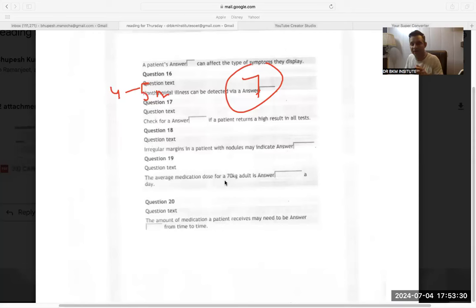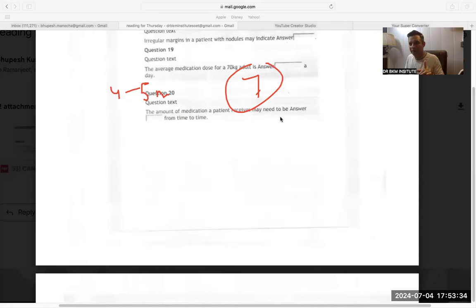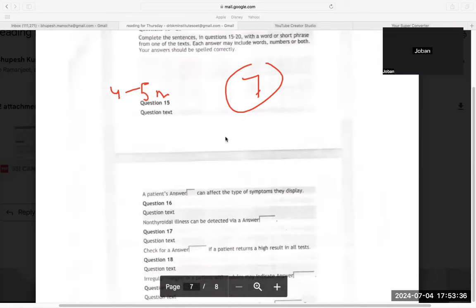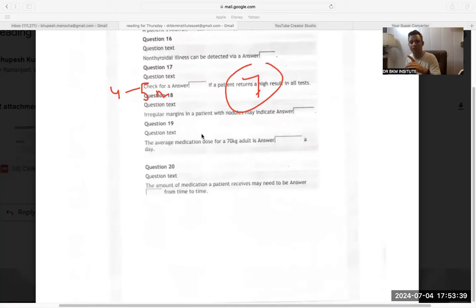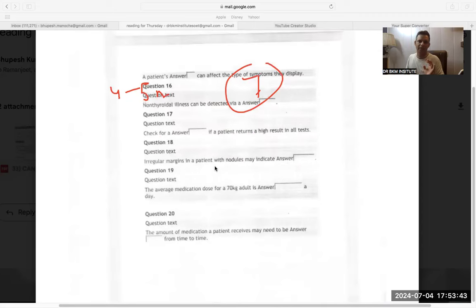Now, if it's the average medication dose, obviously I will go to paragraph D. The amount of the medication, okay, sorry, I will do that, Jovan. Medication, I will go to D. This medicine, I will go to D. And then the 15th question.